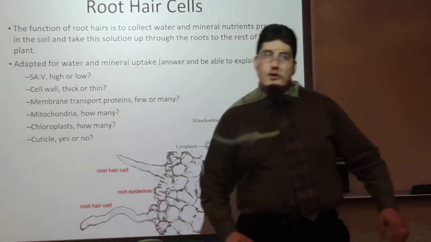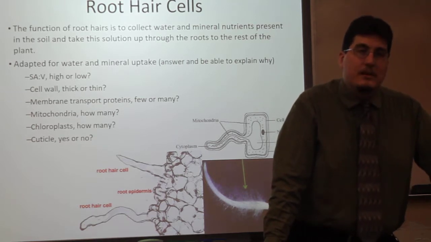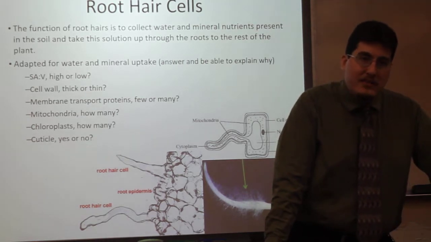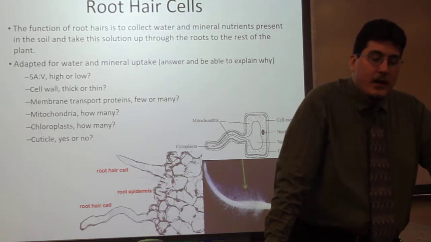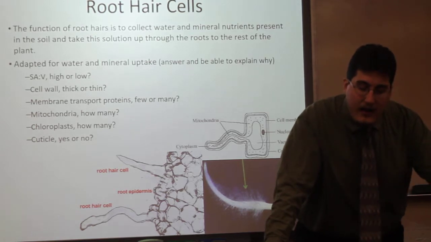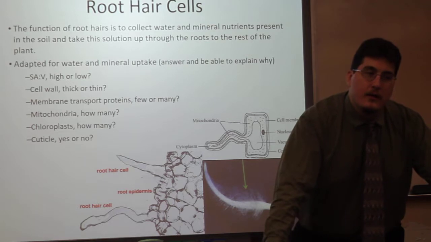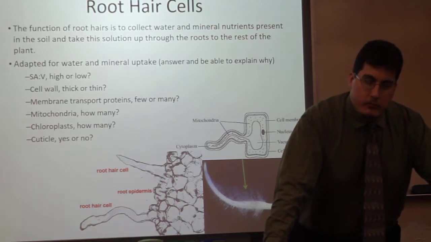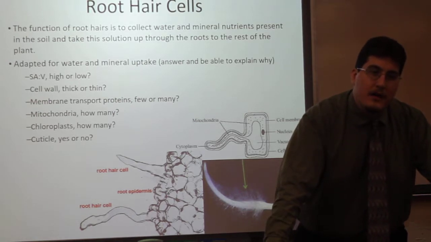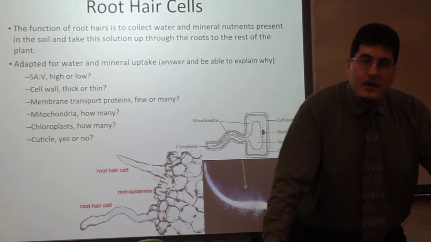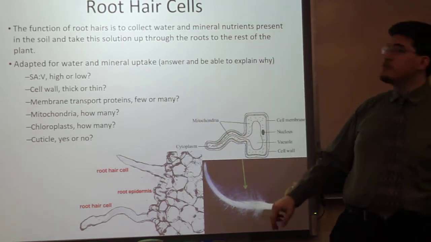And no cuticle. A cuticle is a waxy barrier. It prevents the loss of water or the movement of water through that cuticle layer. So if our root hair cell had a cuticle, that would be a watertight barrier in a root hair cell that is designed to allow water to enter. That would be very counterproductive. So these are how a root hair cell is adapted to its function.